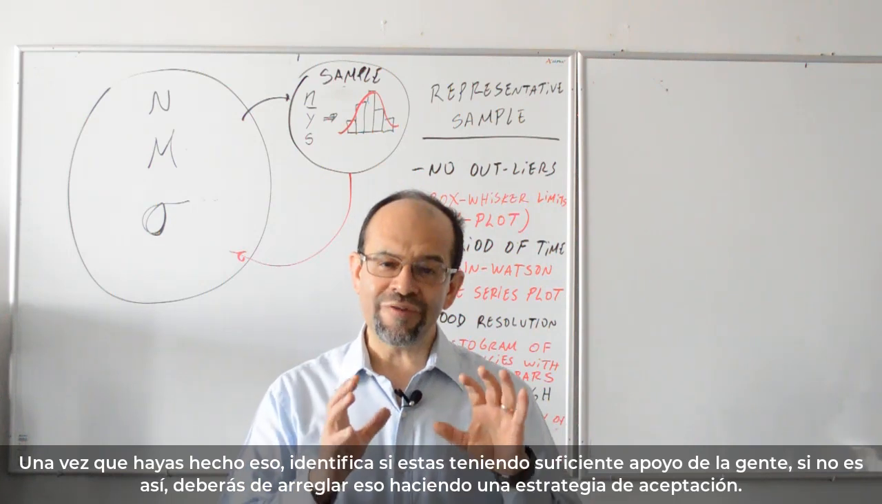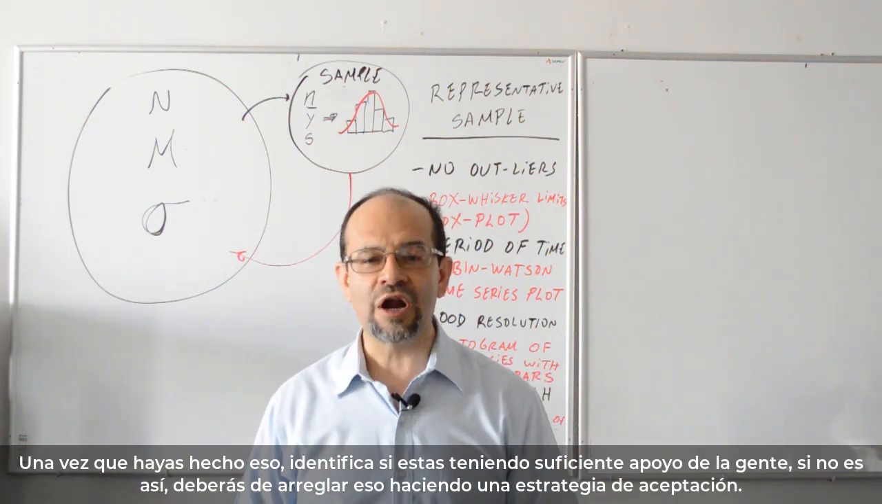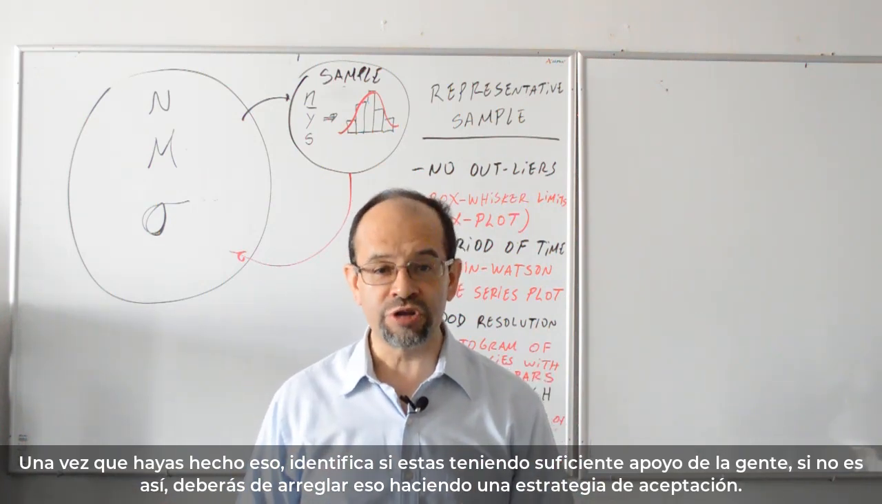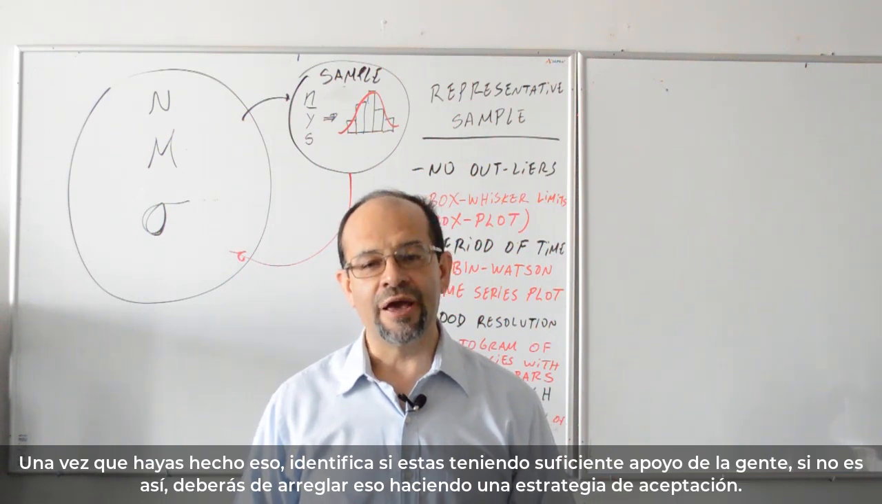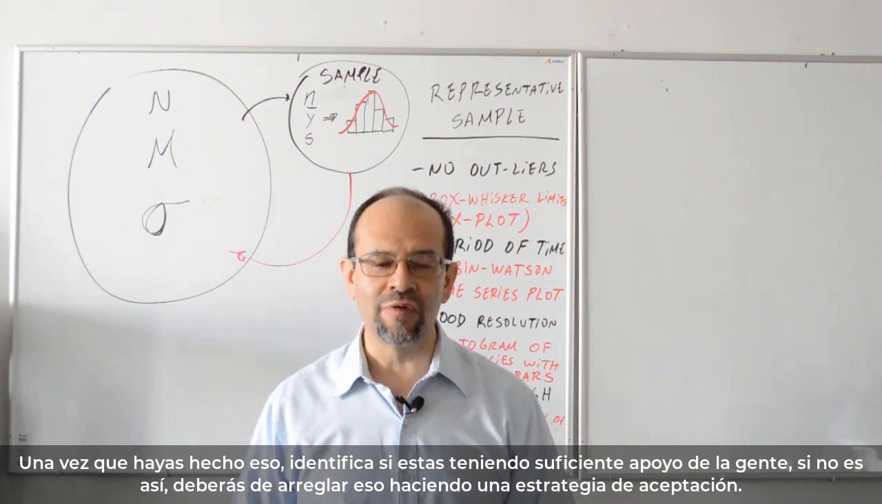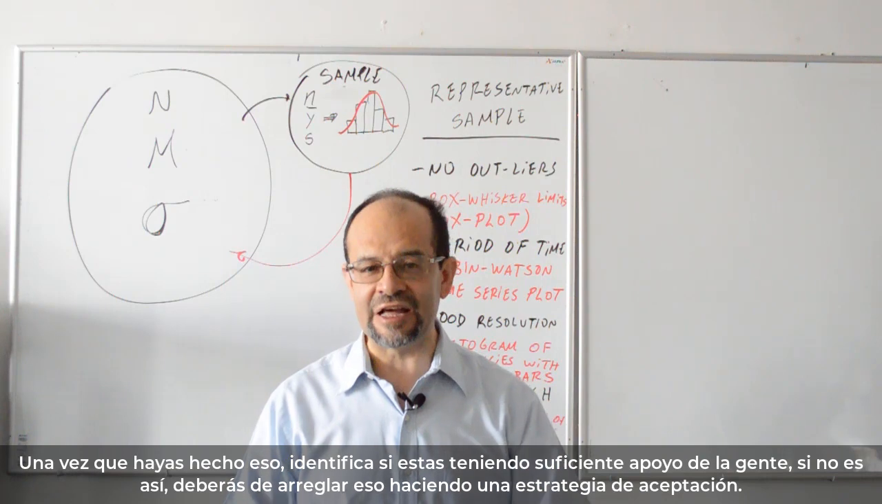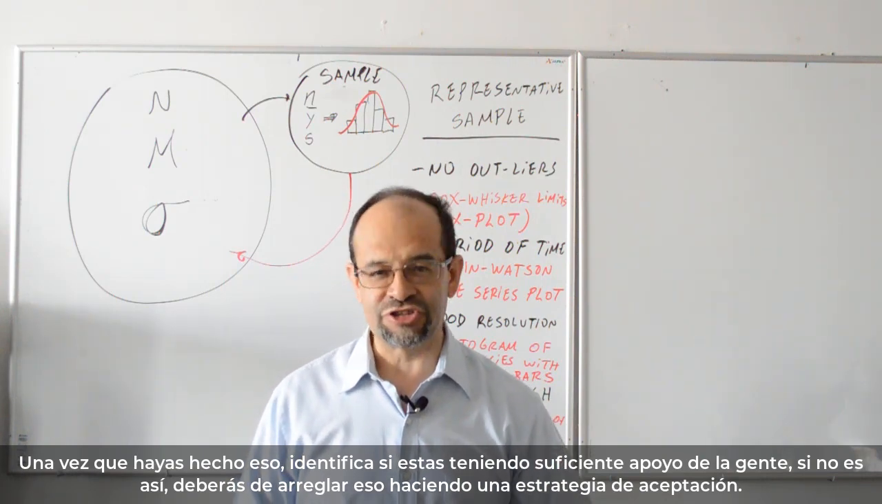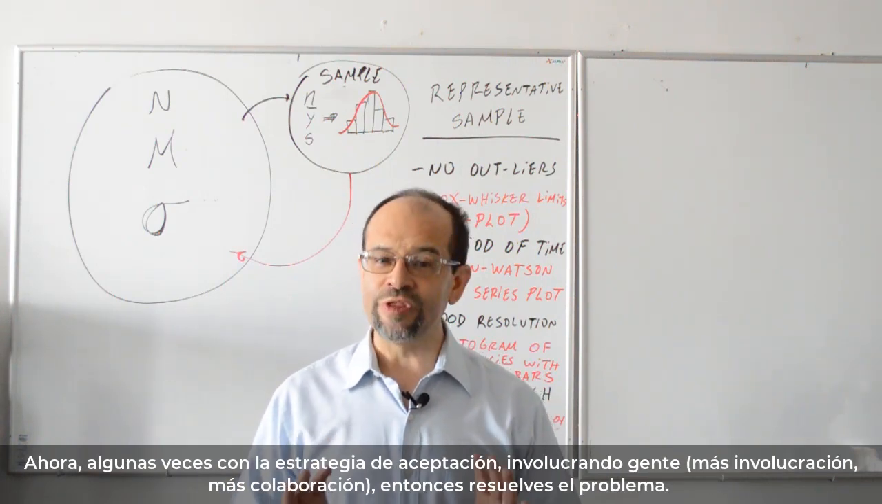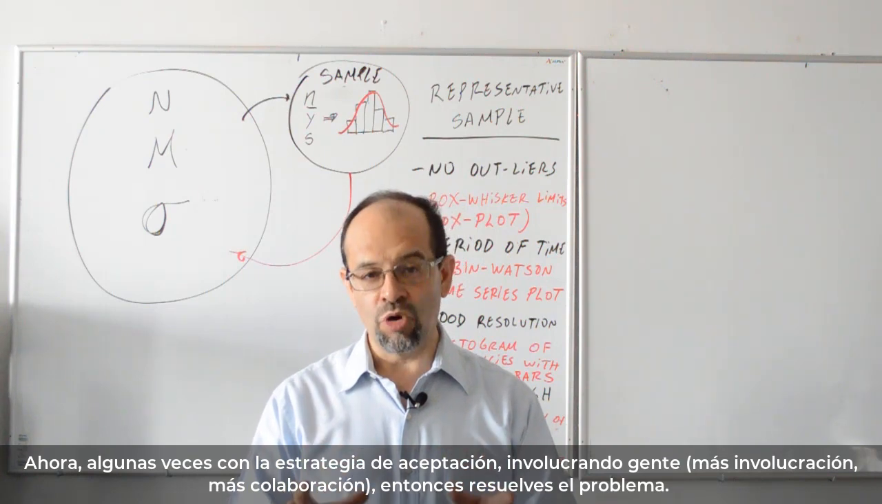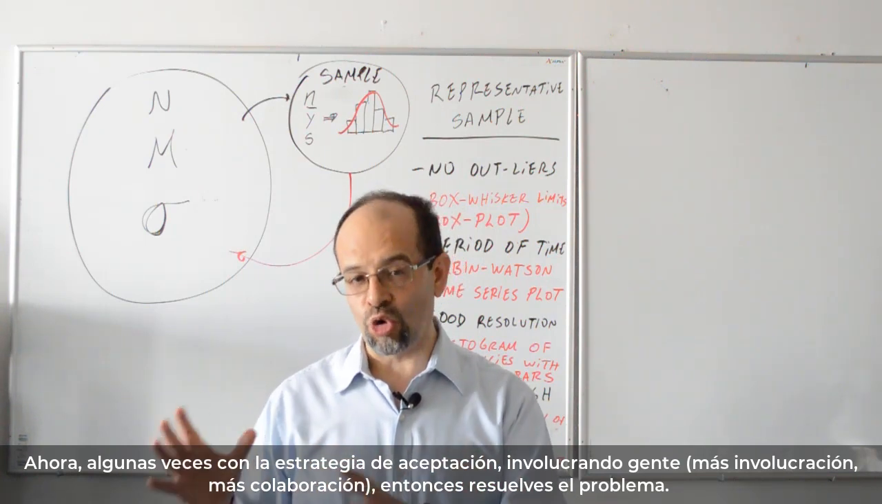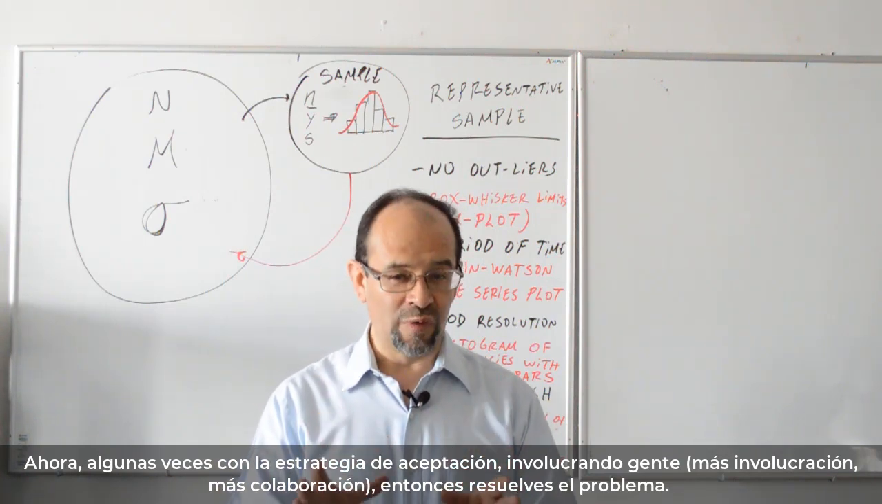Now, once you have done that, identify if you are having enough support, if you have people willing to support solving the problem. If not, you have to fix that by doing an acceptance strategy. Sometimes with the acceptance strategy, more involvement and more collaboration, you solve the problem.